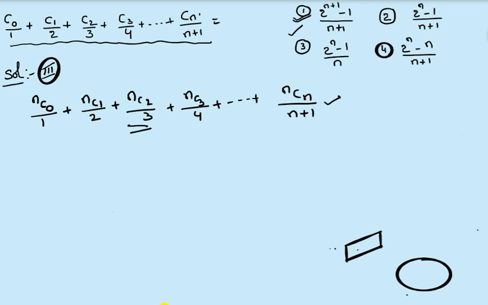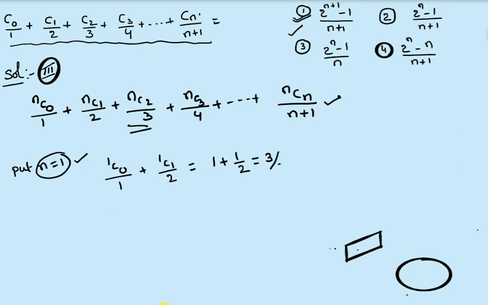What I am doing here is, first of all, take n equals 1. If you take n equals 1, what happens? 1C0 by 1, next 1C1 divided by 2, that is equal to 1 plus 1 by 2. We will get the answer as 3 by 2. In the options also put n equals 1. First of all check n equals 1 in the fourth option. n equals 1 means 2 power 1 minus 1 divided by 2. So the fourth option is wrong.